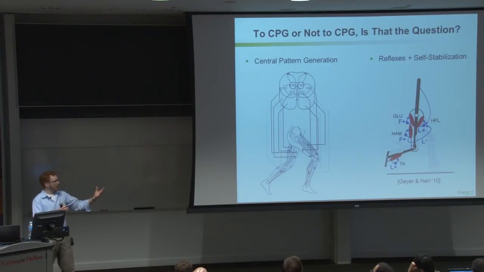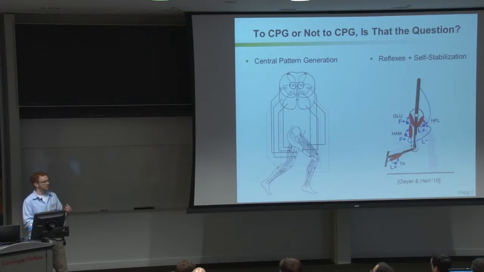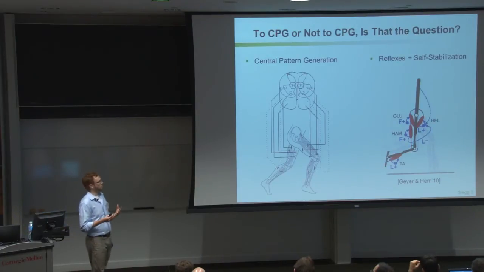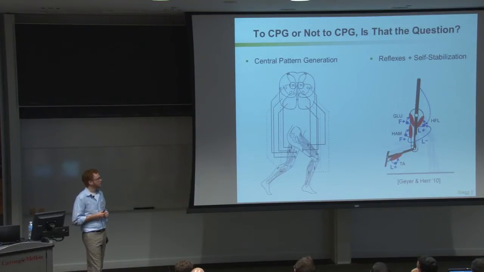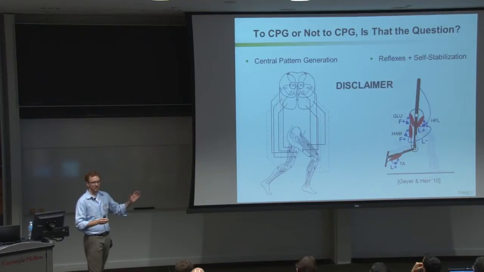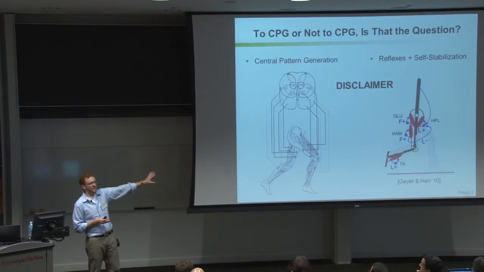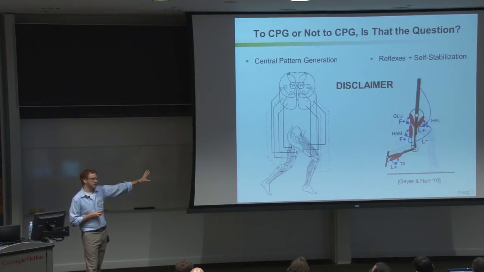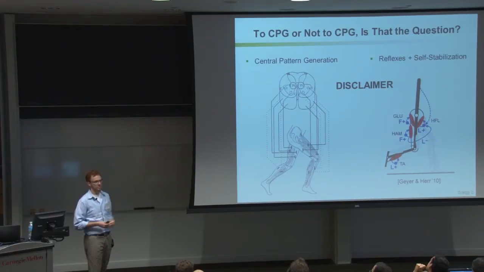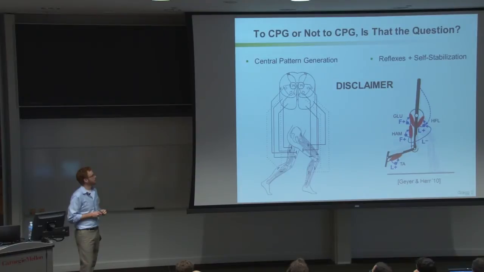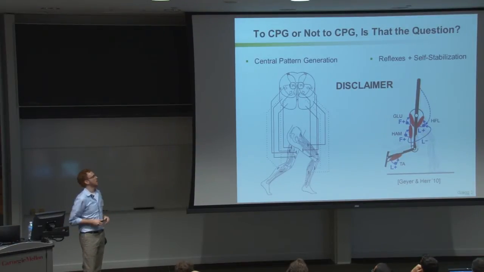and these patterns are highly modulated by feedback to have corrections to perturbations. Now, there's another idea out there that perhaps feedback reflex mechanisms and mechanical self-stabilization alone are enough to generate locomotor patterns, so no internal timing variable whatsoever. Disclaimer, I'm a roboticist. I am not the one to answer this question, and I'm not going to try to. But I do think that some recent ideas from robotic control might educate this discussion a little bit, and I'm going to hope to convince you of a somewhat new idea that might bring these two concepts together.